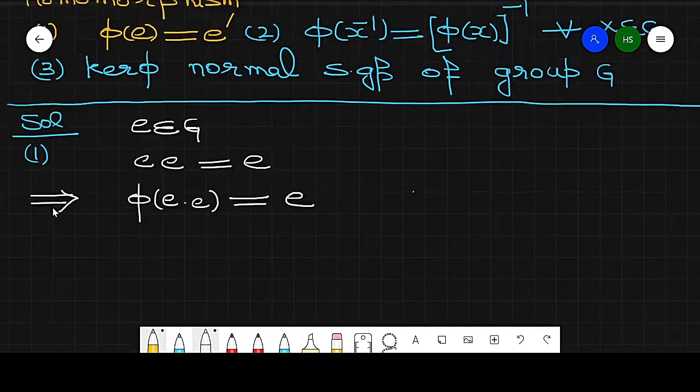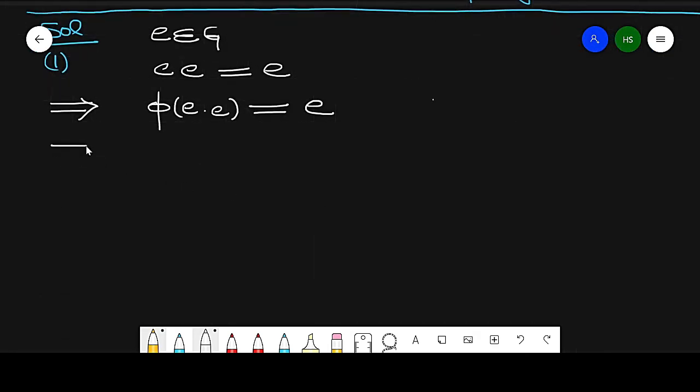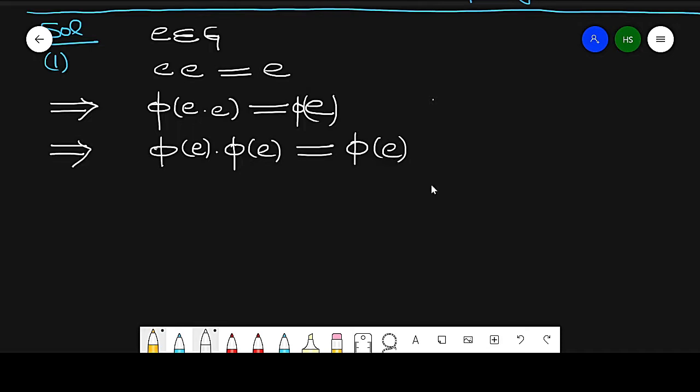Now what is phi? Phi is a homomorphism. If phi is a homomorphism, it implies phi E into phi E is equal to phi of E. So this phi E can be written as phi E into E dash. Why is it E dash? Because phi E is an element of G dash, so this can be written as the identity of G dash.